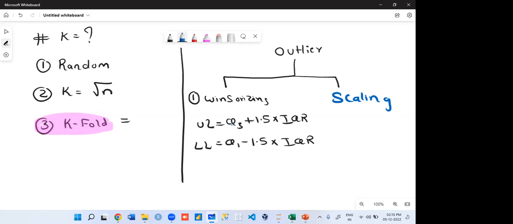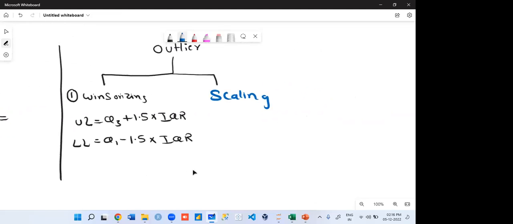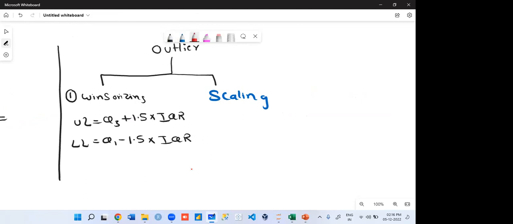In scaling, we have two methods. Already you have written them, guys, no need to write. Abdul, when I explain, never write. One is min max. Second is standardization, or we can call it normalization.